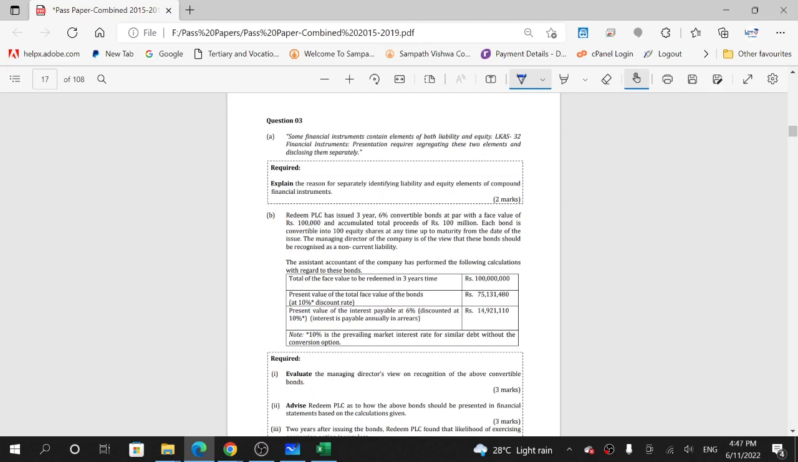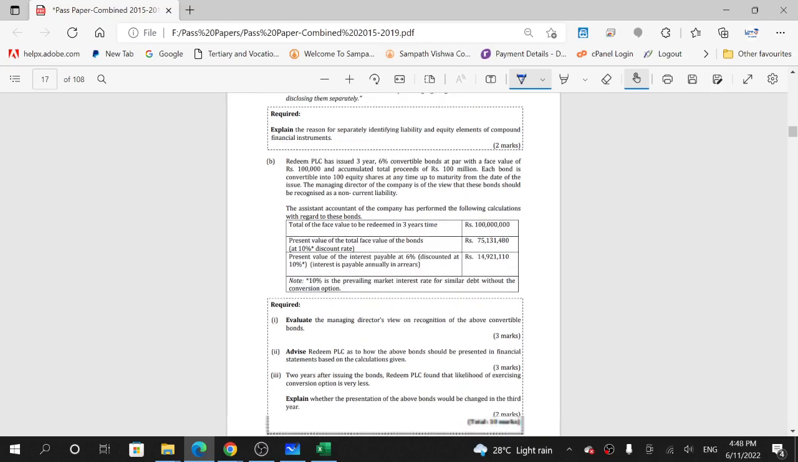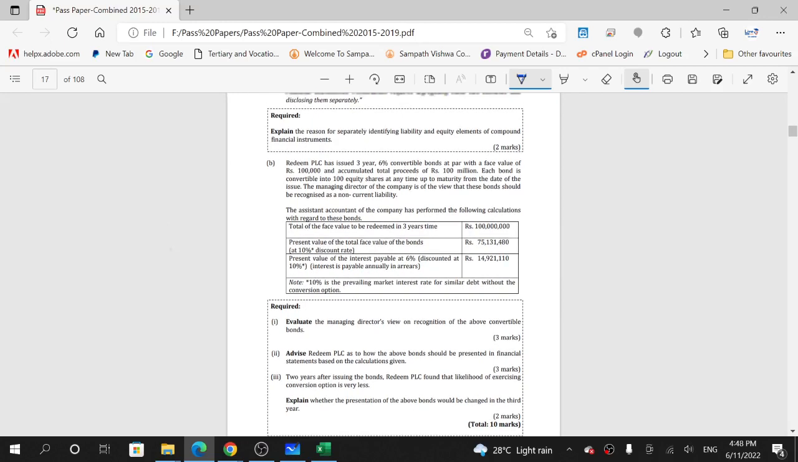Total face value to be redeemed in 3 years' time, 100 million. Present value of the total face value of the bond at 10% discount rate. Present value of the interest payable at 6%, discounted at 10%, that is 14 million. 10% is the prevailing market interest rate for similar debt without the conversion option. Evaluate the managing director's view on recognition of the above convertible bonds. Advise Redeem PLC as to how the above bonds should be presented in the financial statements based on the calculation given. Two years after the issue of the bonds, Redeem PLC found that the likelihood of exercising the conversion option is very less. Explain whether the presentation above would change in the third year.